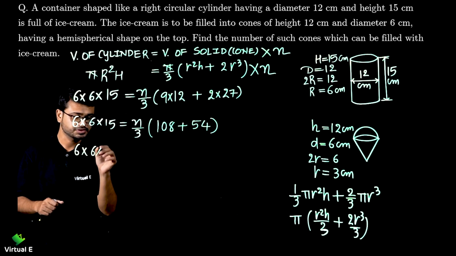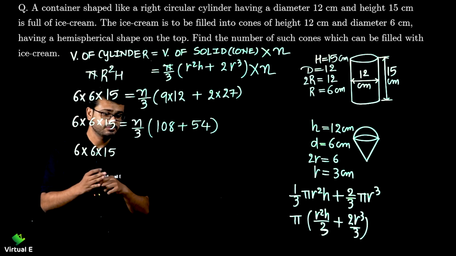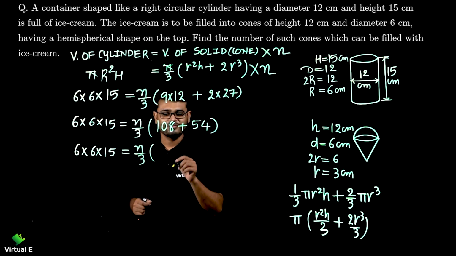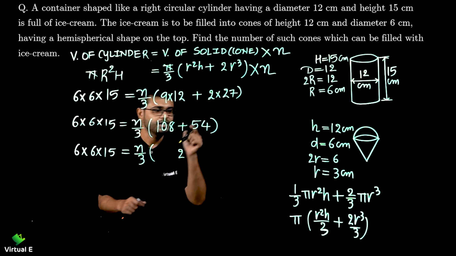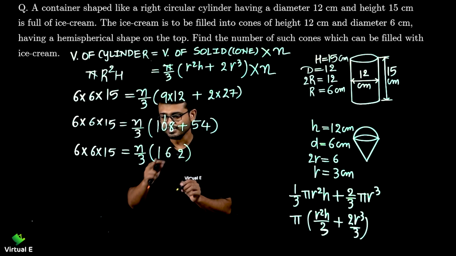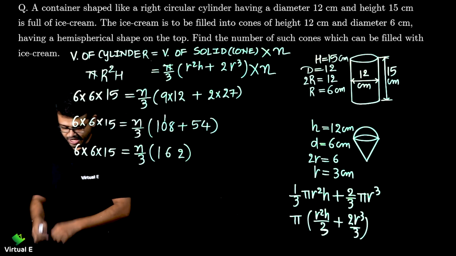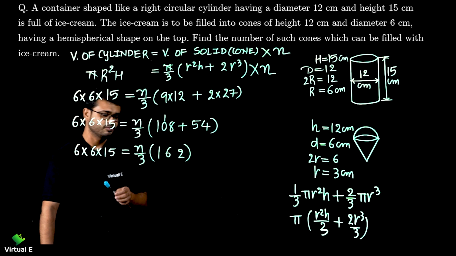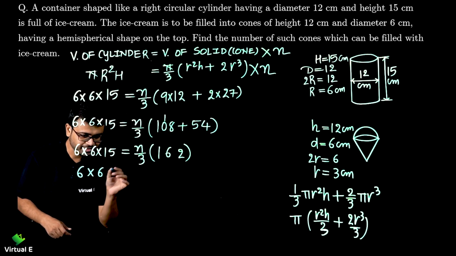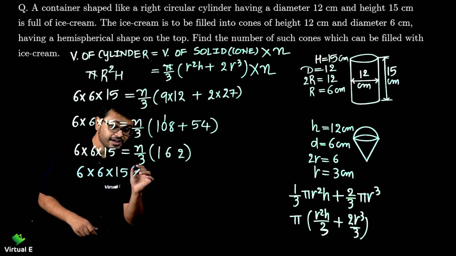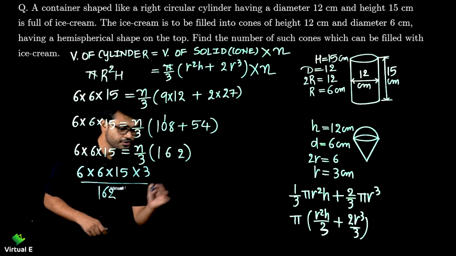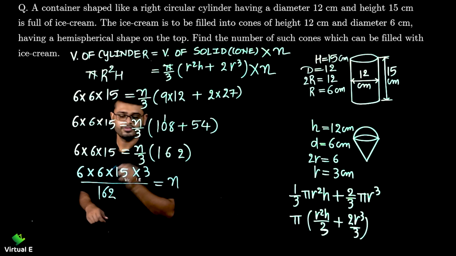No worries. 6 into 6 into 15 is equal to n by 3, and 8 and 4 will give you 12. 2 carry over 1, 5 and 1, 6. Okay, and 1 here. Done. Now let's shift here. This 3 will be in the numerator. This 162 will be in the denominator. So 6 multiply by 6 multiply by 15, 3 in numerator and 162 in denominator is equal to value of n.